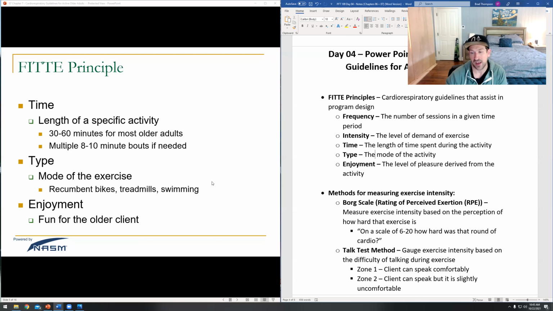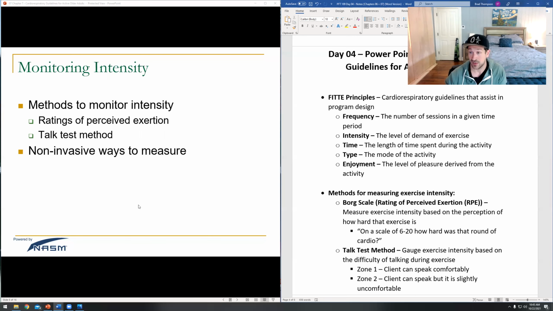And then the enjoyment factor. The enjoyment factor is the level of pleasure derived from the activity. When you're writing a cardio program, you do want to make sure that it's somewhat enjoyable. Pick the type of cardio that your client's going to enjoy. Again, water aerobics classes, right? They're a blast.